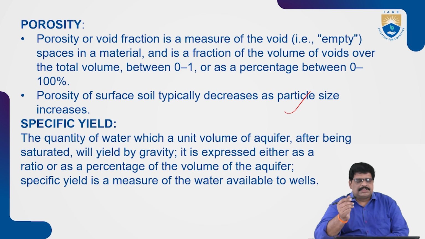Next, specific yield. What is meant by specific yield? In the specific yield, what happens? It is the quantity of water that drains by gravity from a unit volume of aquifer after being saturated. It is expressed as the ratio of the drained volume to the volume of the aquifer. The specific yield is measured in the water table of the wells. That is what we call specific yield.